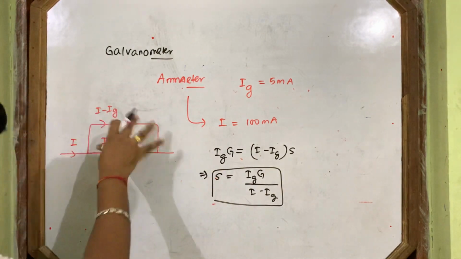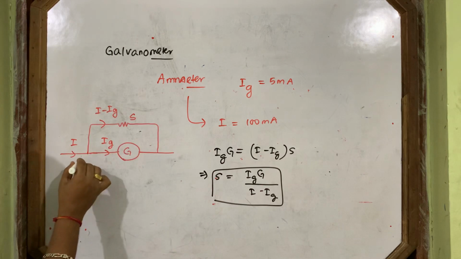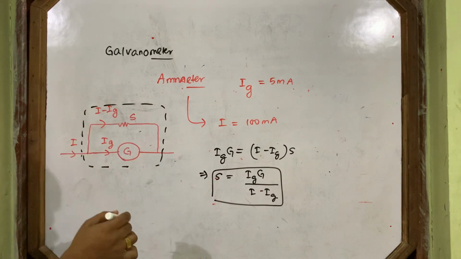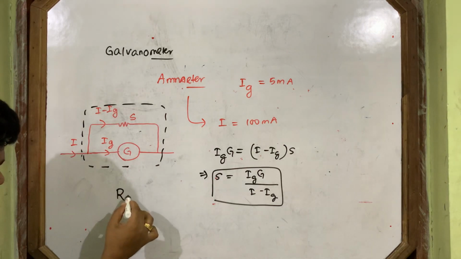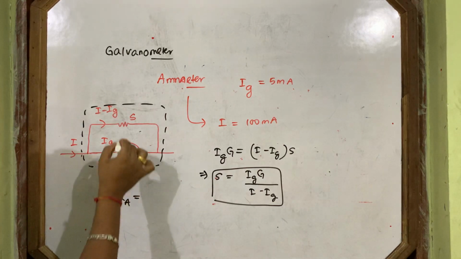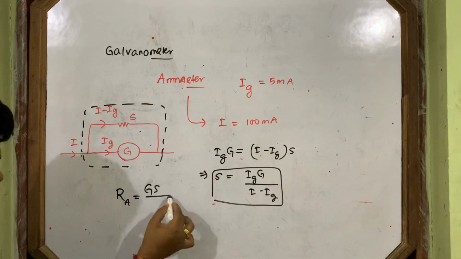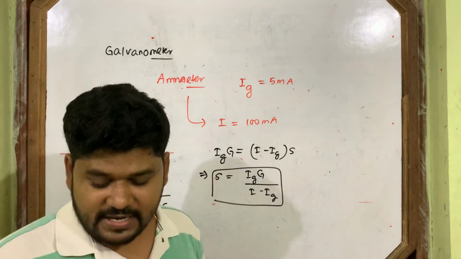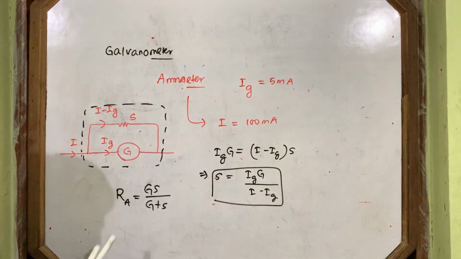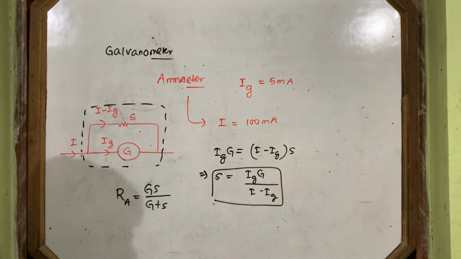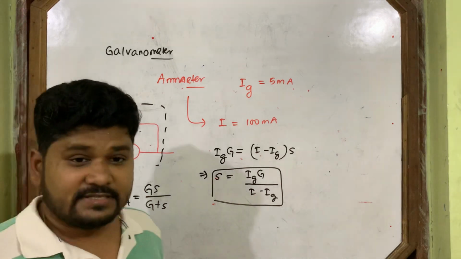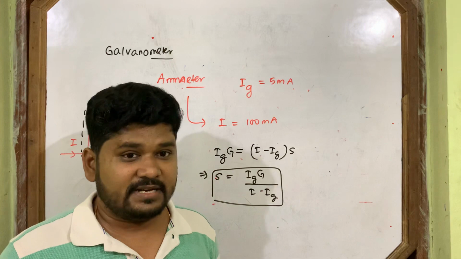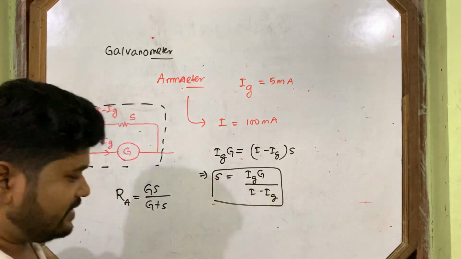What is the resistance of this whole arrangement? This is called an ammeter. What is the resistance of this ammeter? As it is a parallel connection, the resistance of the ammeter is Gs by G plus S. This is the resistance of this ammeter. But what is the resistance of an ideal ammeter? I am telling you for that one thing.